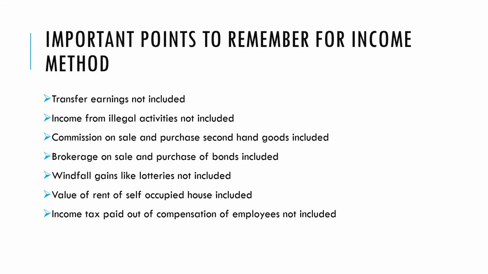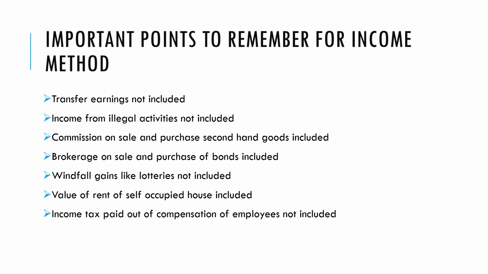Important points to remember for income method. Transfer earnings will not be included since they are not earned in lieu of a service. Income from illegal activities will not be included. Commission on sale and purchase of second-hand goods will be included. Brokerage on sale and purchase of bonds will be included. This is because a service has been given and for it, it is earned as a reward.